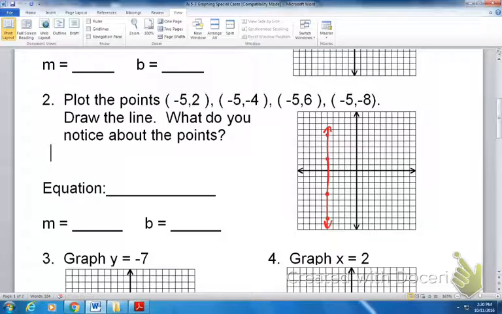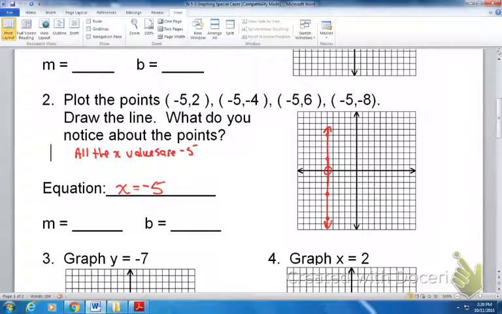And again, it asks kind of the same question. What do you notice about all the points? All the x values are -5. So this is a vertical line, and every time you have a vertical line, it's going to be x equals whatever value we hit when we cross the x-axis, which in this case is -5. So horizontal lines are y equals, vertical are x equals.